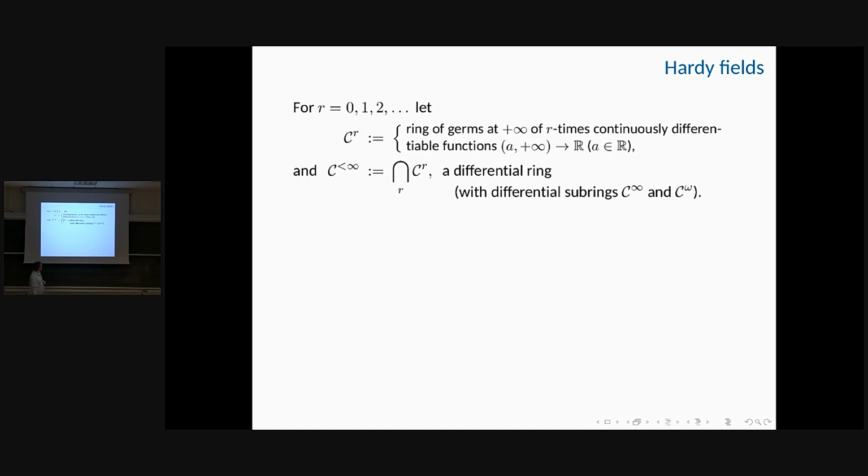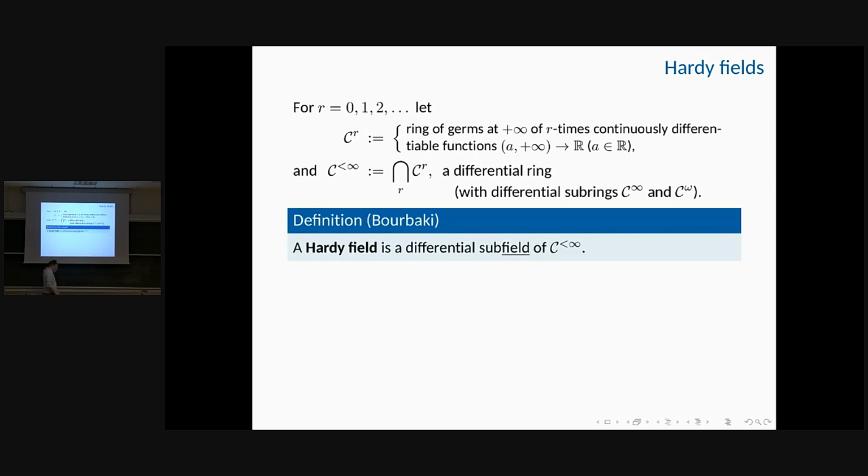Now, we denote this by C^(<∞). And this is a little bit subtle. There is also a differential subring consisting of the smooth functions. These are those germs which have a representative defined on some half line which is actually C^∞. If you're in this intersection, then for every r you have a representative that is C^r, but as r increases, you might have to make the half line smaller. So we have this differential subring C^∞, and then there's also C^ω. These are even smaller, the ring of germs of analytic functions eventually.